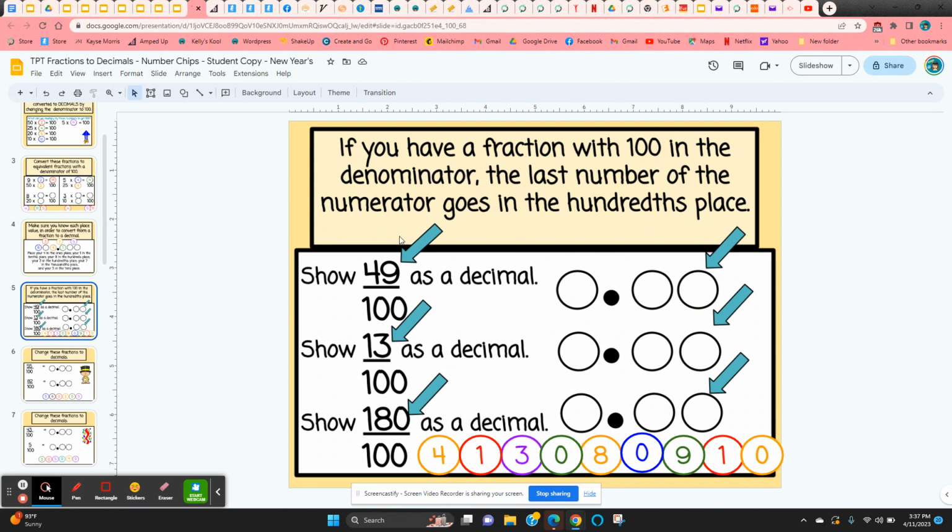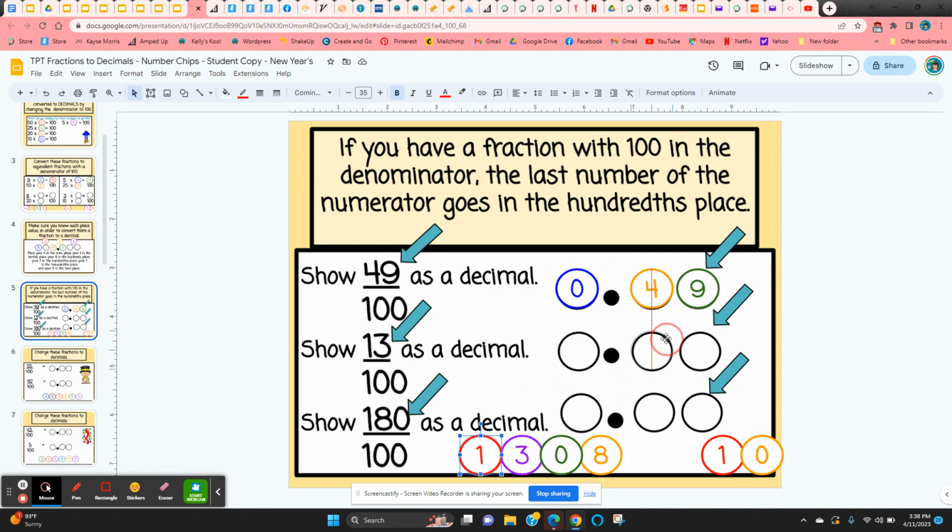Now the next slide will explain to them when they have a fraction with 100 in the denominator, they're going to look at their numerator. The number on the far right will go in the hundredths place if they have a fraction that has a denominator of 100. So that 9, the arrow is going to show them where to place the 9. That 9 has to go in the hundredths place. So to show it as a decimal, they just place the other numbers in order. This number has to be a 0, and they get 49 hundredths as a decimal.